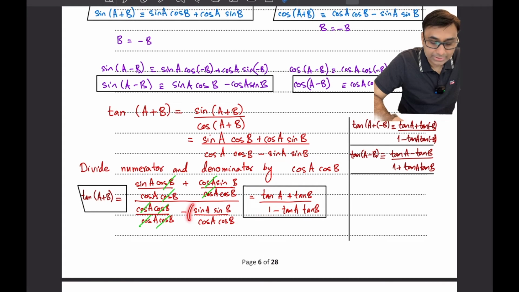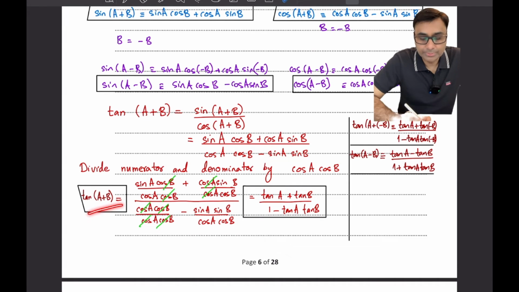Here nothing is cancelling out, but this sine a over cos a gives me tan a, and this sine b over cos b gives me tan b. So once I have the formula for tan of a plus b, I can use that very formula to get the formula for tan of a minus b as well.